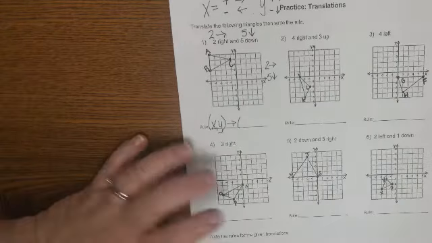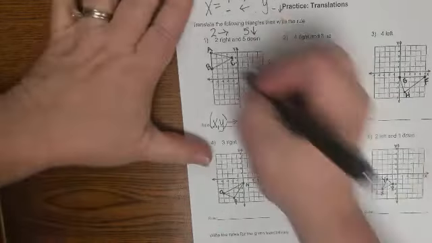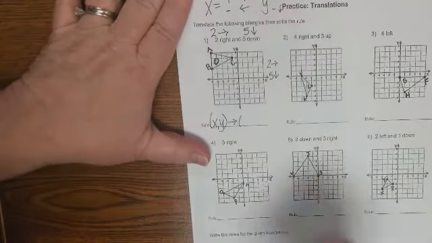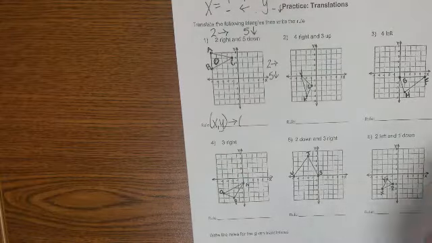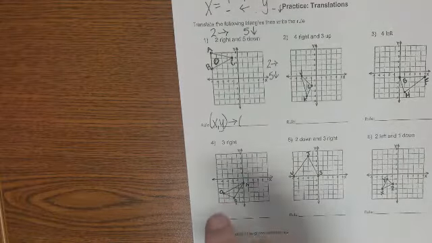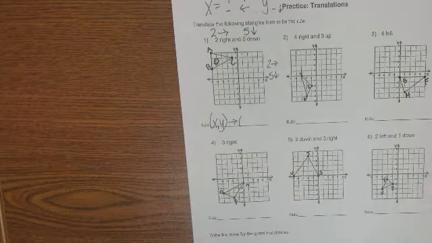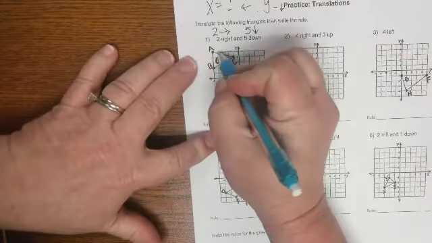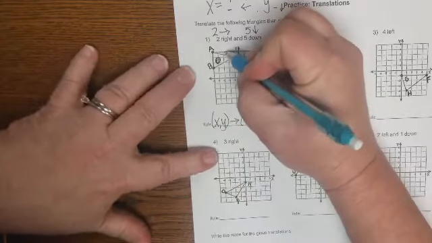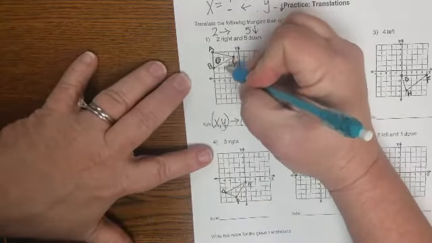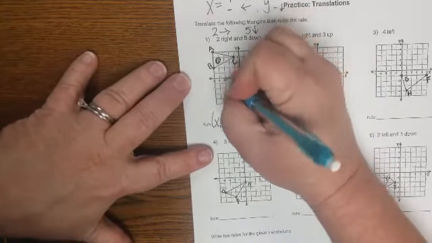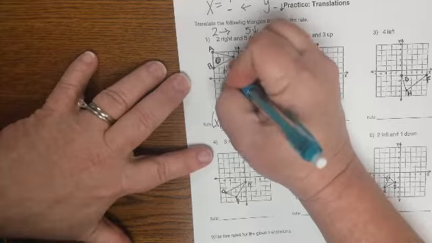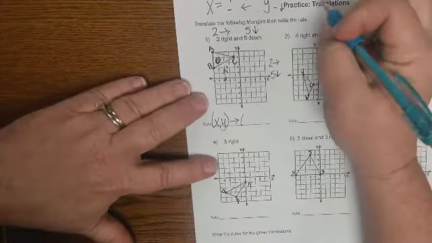And then I would have to move each one, and obviously this is my original. So I am going to move those right now. I'm going to move it 2 to the right. So I'm going to start with A. 1, 2, and down 5. 1, 2, 3, 4, 5. That is A prime. You need to note it as A prime.